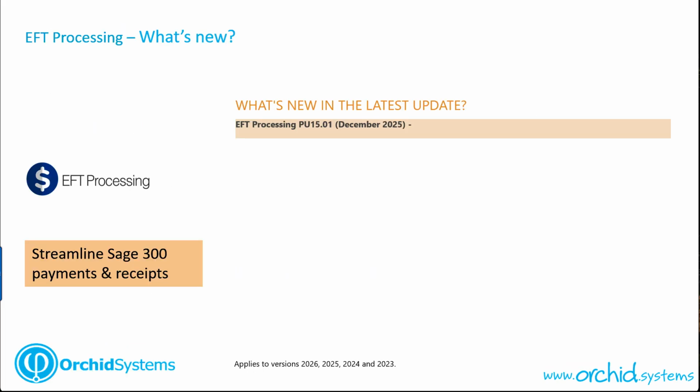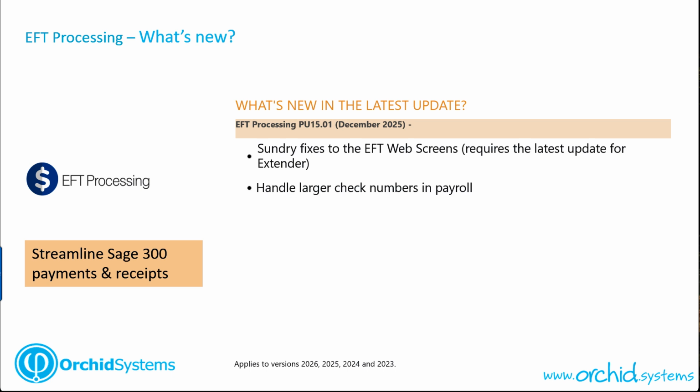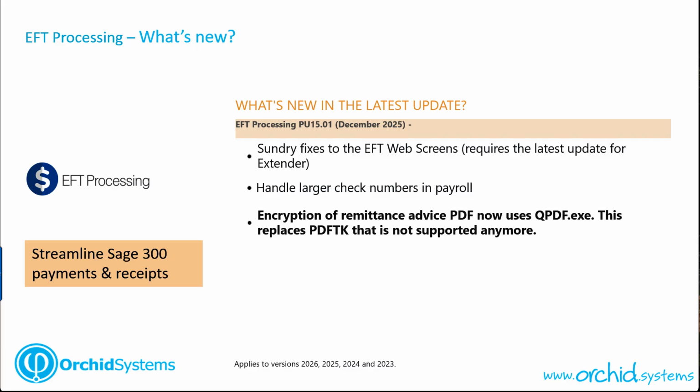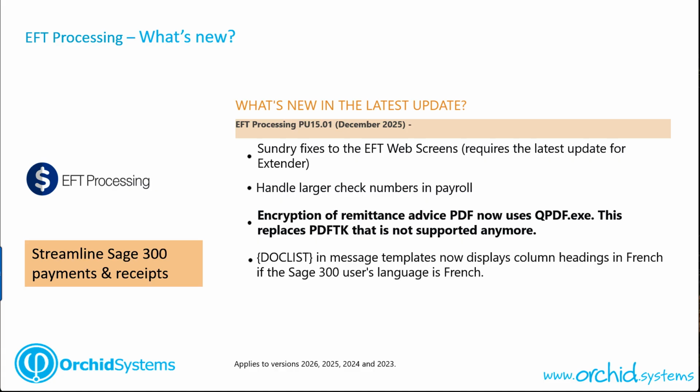For those of you who missed last month's webinar, here's a summary of new features in 2025. And you can see more details in the EFT release notes and on the Orchid website product news. Sundry fixes to the EFT web screens, support for the latest versions of payroll. We changed the tool in the background that lets you encrypt remittance advice PDFs, now using QPDF. Improvements to message templates in French language and many new EFT formats, as well as an updated Extender app for PGP encryption of EFT files.